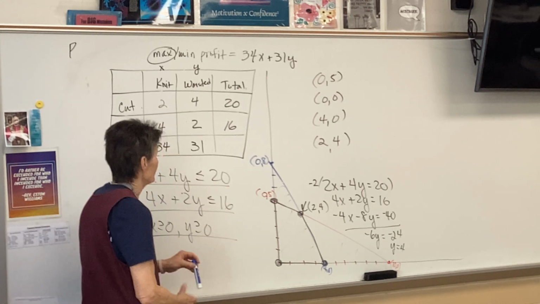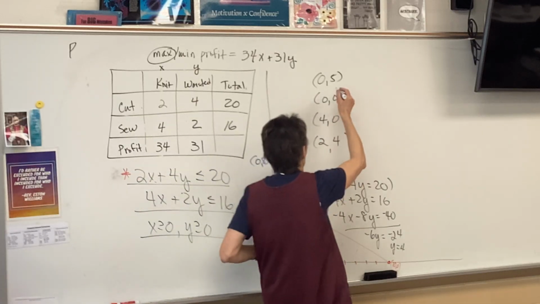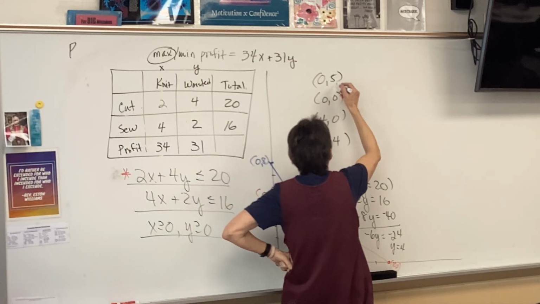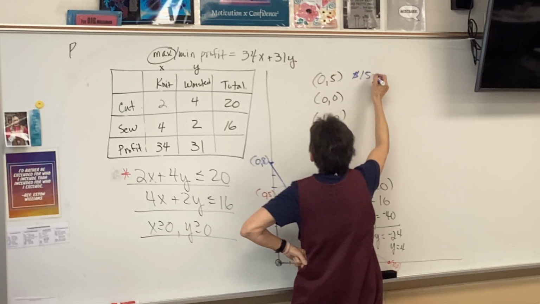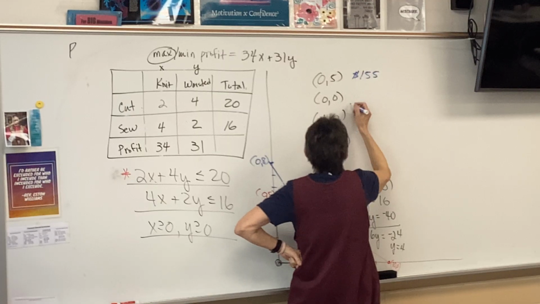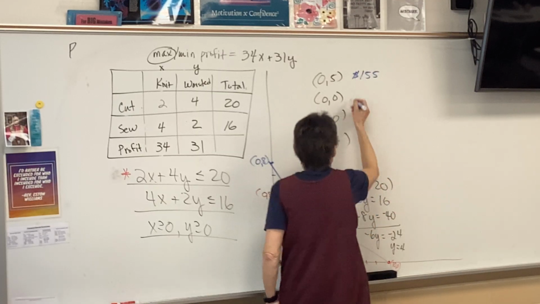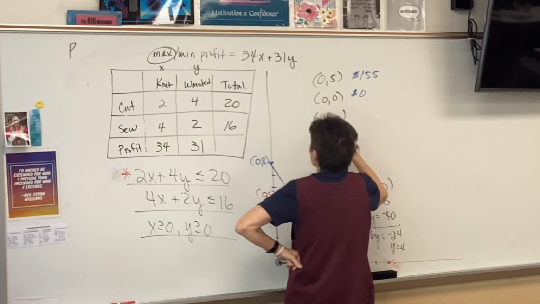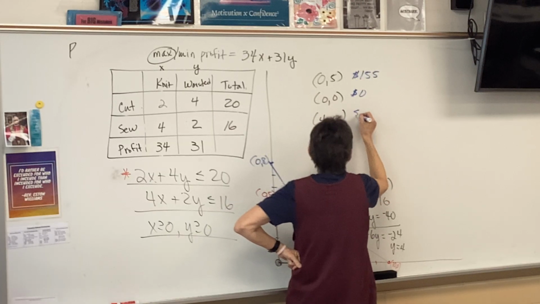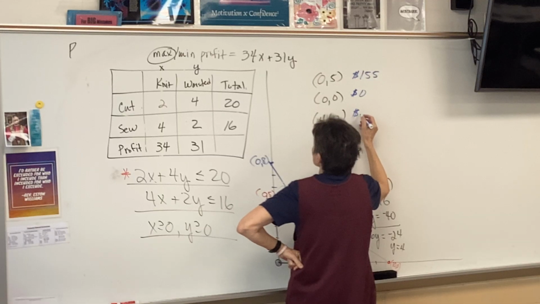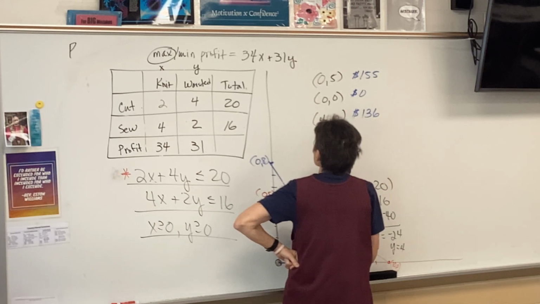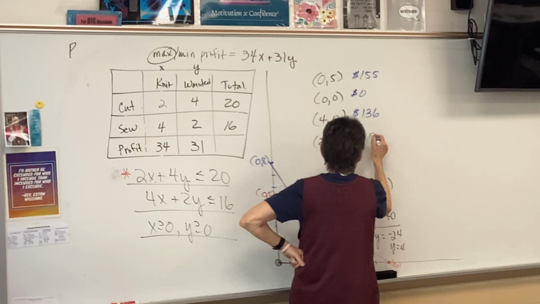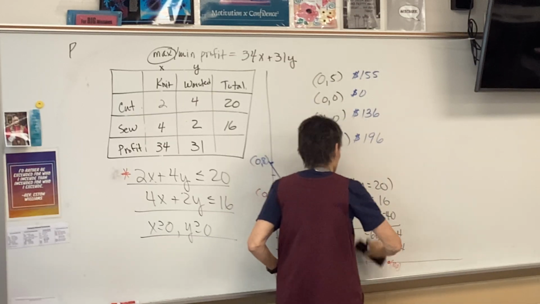All right, what'd you come up with? What was your profit if you made no X's and 5 Y's? 155. Obviously, if you don't make any suits, you don't make any money, that's your minimum. How about 4 X's? 136. And how about 2 and 4? 192.